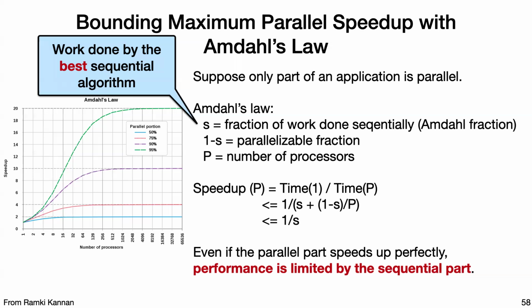This is saying that even if you perfectly speed up your parallel section, performance is limited by how much of your program is sequential. For example, if your parallel portion is 95%, you can improve almost with P. If it's 75%, or even 90%, you can only get this bounded speedup. This is telling you that you want to make as much of your program parallel as possible, because even a little serial portion can limit your speedup.